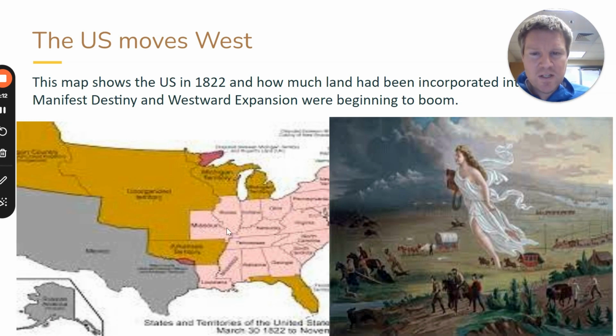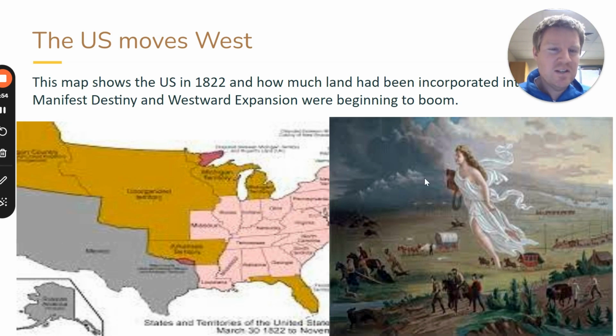Everything in pink or peach is the states in the U.S. in 1822, and then the orange area, so like Florida, Michigan, Wisconsin, Oklahoma, all of the Louisiana Purchase, are in orange. They're not incorporated into the states yet. They are just territories. And then everything that the U.S. later takes from Mexico is still in gray. So Texas, part of Oklahoma, Arizona, New Mexico, California, Utah, Nevada, part of Colorado. All these places aren't even on our map yet. They're not states or territories.